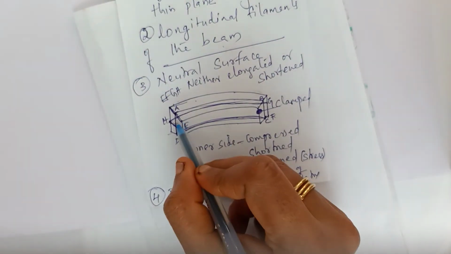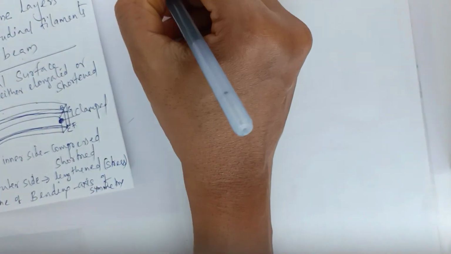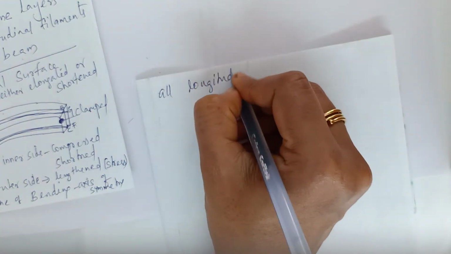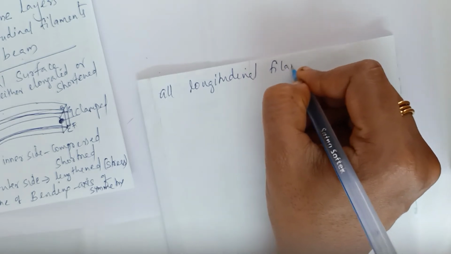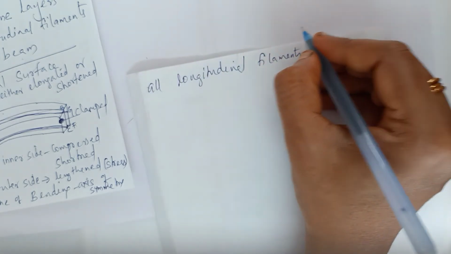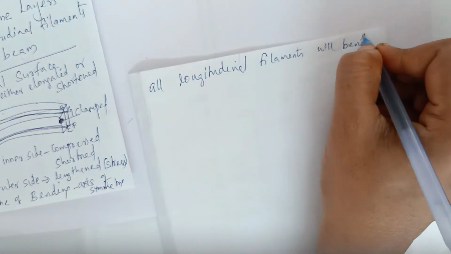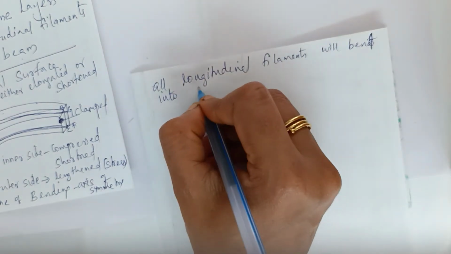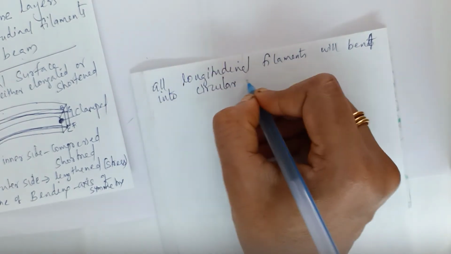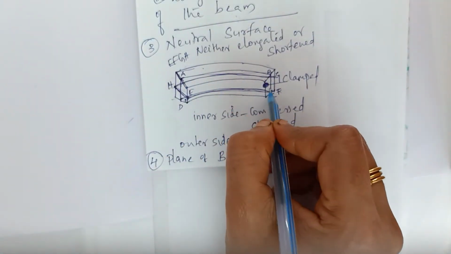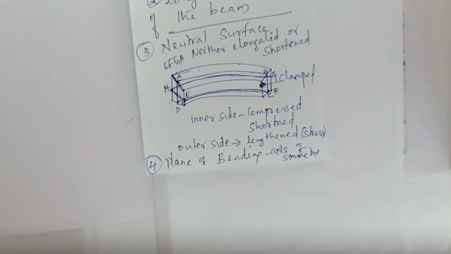If the bending is uniform, all the longitudinal filaments, or fibers, whatever we call them, will bend into circular arcs in planes that are parallel to the plane of symmetry ABCD. So this is our ABCD, the plane of bending.